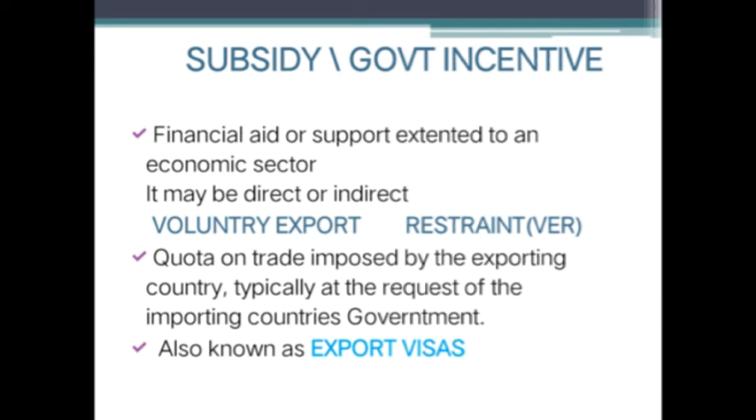Next one, voluntary export restraints, VER. It is a quota on trade imposed by the exporting country, typically at the request of the importing country's government. It is also known as export bias.